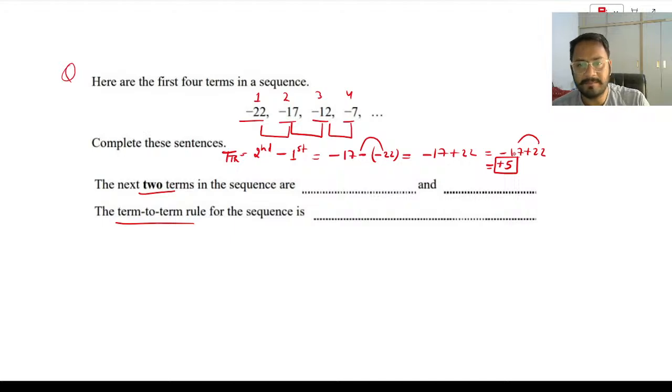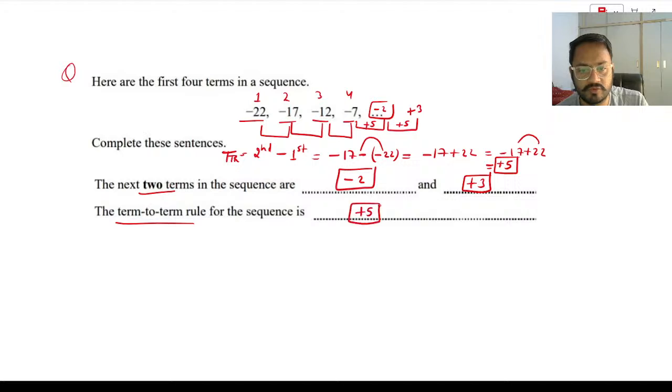So if I add plus 5 to -7, this will be -2. That is absolutely correct. And the next term, if I add plus 5, will be plus 3, not minus 3, plus 3. So the next terms will be -2 and 3, and the term to term rule for this sequence will be plus 5. So we got the answer.